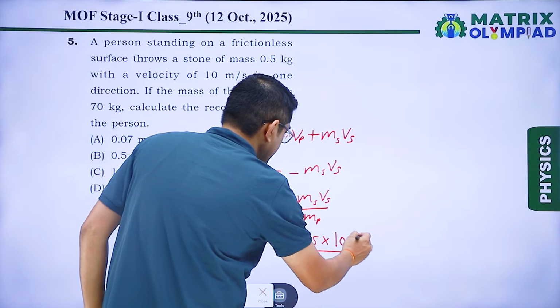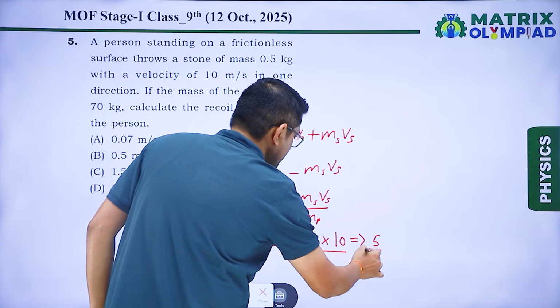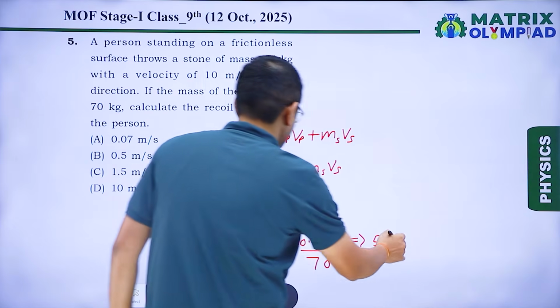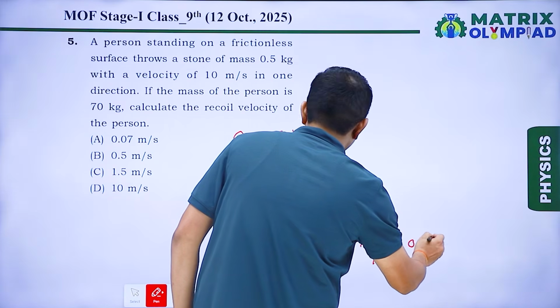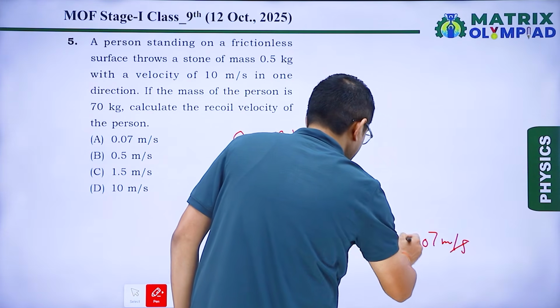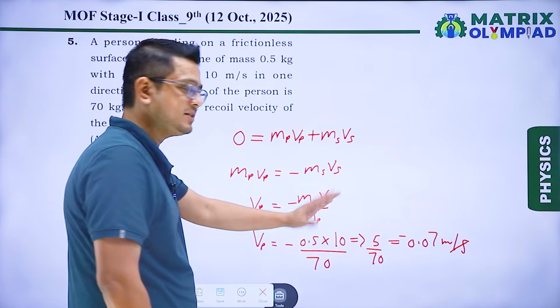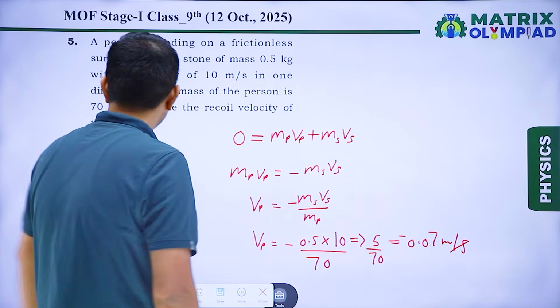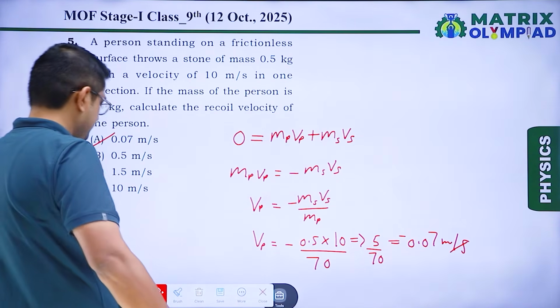So here it becomes 5 divided by 70, which is equal to 0.07 meter per second. The negative sign shows the direction is opposite to the direction of motion of the stone. So the correct option is option A.